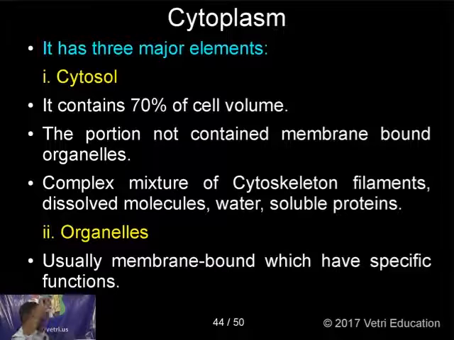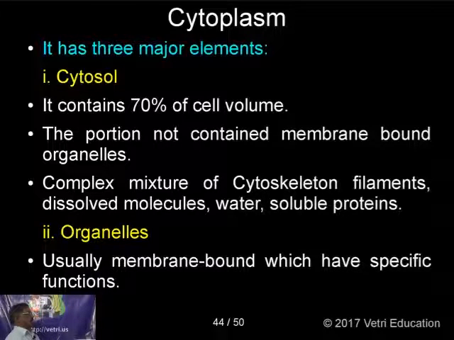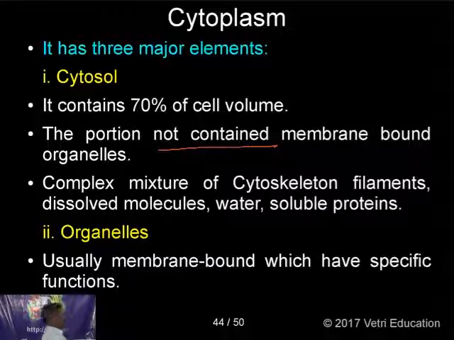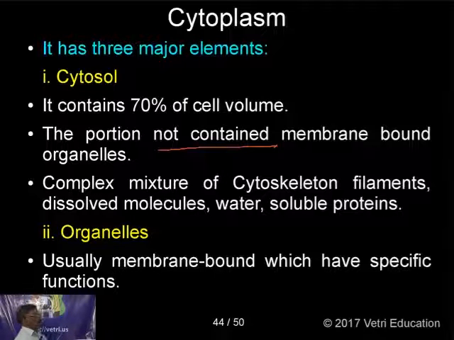It has three major elements inside the cell. The first one is the cytosol, that is without organelles. The remaining material is called cytosol, containing 70% of cell volume. This portion does not contain the membrane bound organelles; it is a complex mixture of cytoskeleton filaments, dissolved molecules, water, and soluble proteins. These are all found in the cytosol.